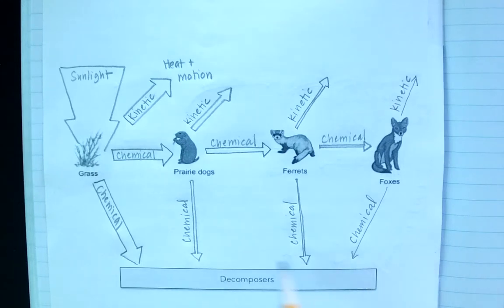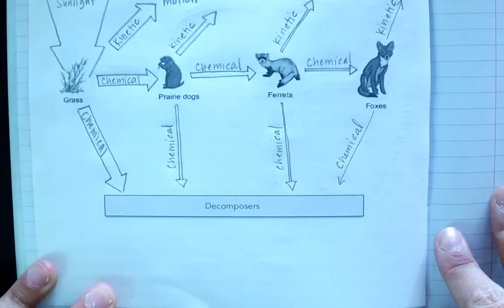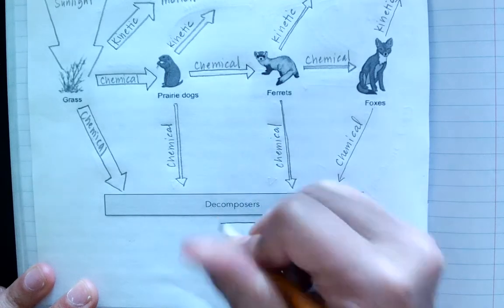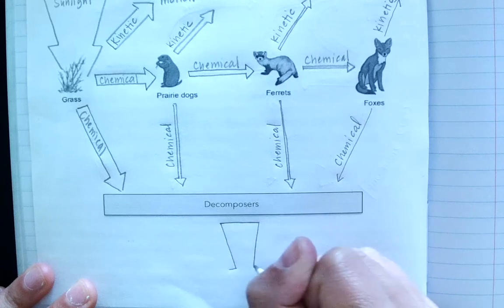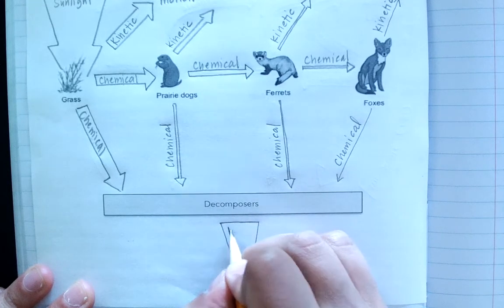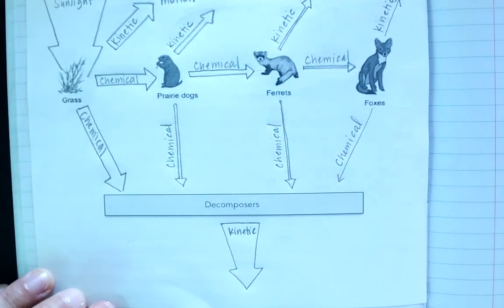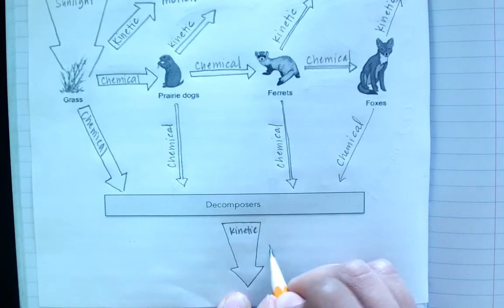Now, all of these decomposers, they're getting all of this chemical energy. They are also doing cellular respiration. So a whole bunch of energy is actually going to be released from the decomposers as kinetic energy. And that's when they're doing cellular respiration. And this is a lot of heat and motion.